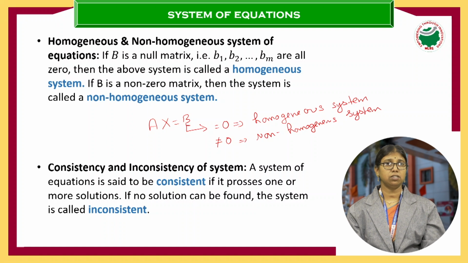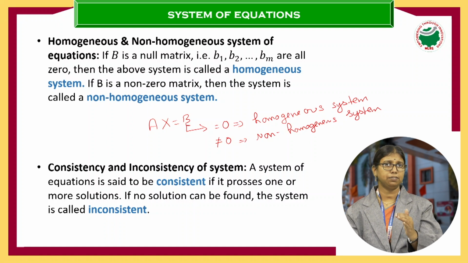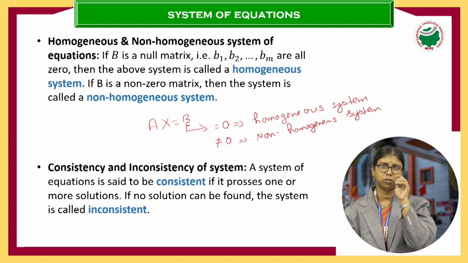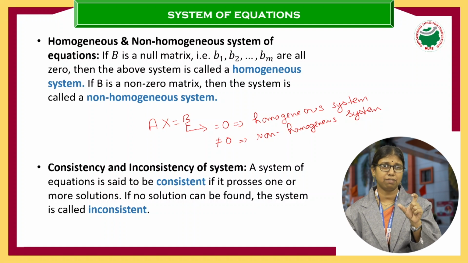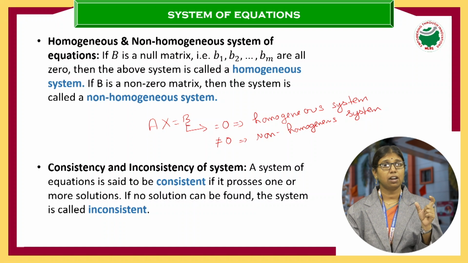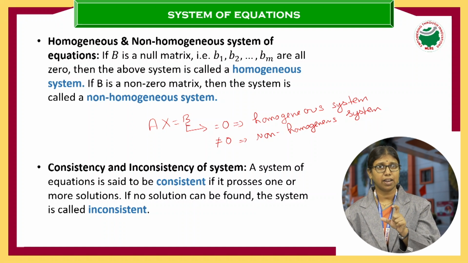We have two procedures to solve the system of equations. One is for homogeneous, the second one is for non-homogeneous. We can say the system is homogeneous if the constant vector capital B is equal to 0. Non-homogeneous means the constant vector capital B must be non-zero, not equal to 0.